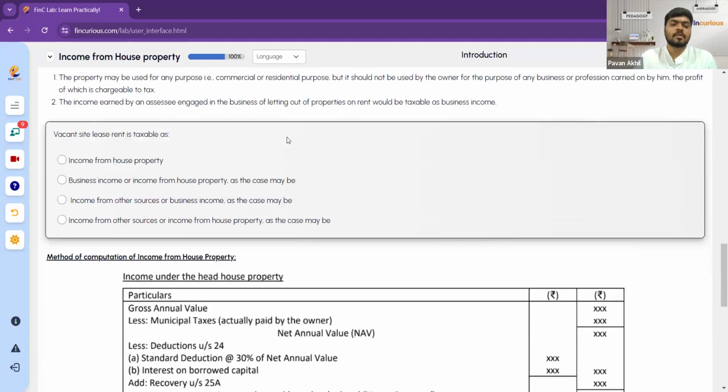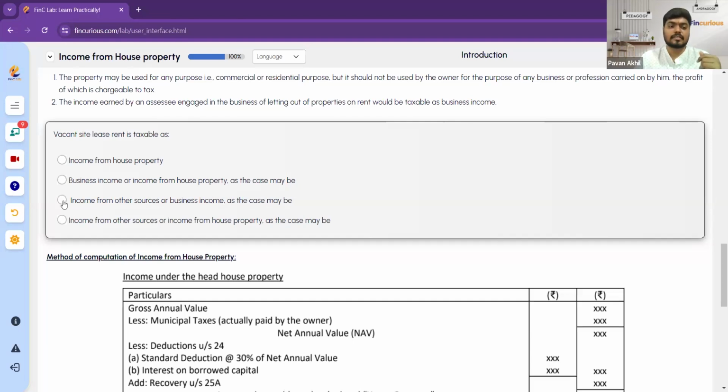So if I come down, you can see an MCQ is there. They're asking us: vacant site lease rent is taxable as? Till now I was telling about this only, so you can answer this question. Vacant site lease rent is not income from house property because it is a vacant land. There is no land or building appertaining to that vacant site. So that's why it is not income from house property. So what is this income? Income from other sources or business income as the case may be.